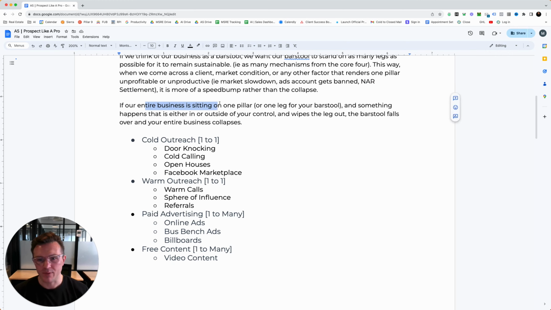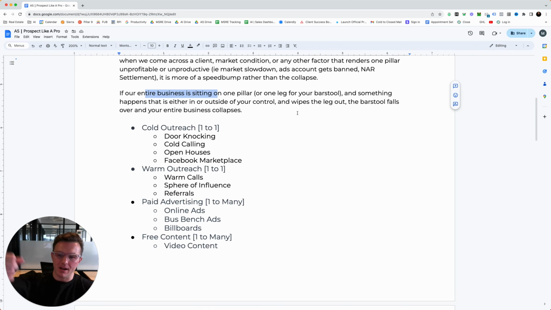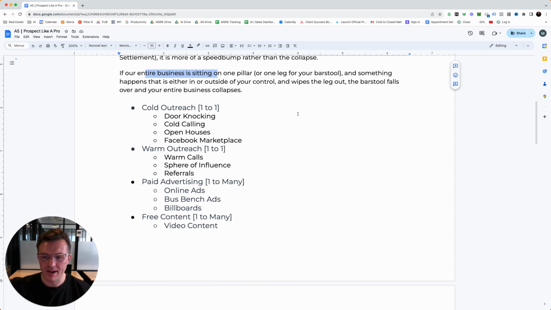Okay. If we think of our entire business as solely sitting on one pillar or one leg of your bar stool, and something happens and it gets wiped out, the whole bar stool falls over, right? This can be either inside or outside of your control. The way that we help mitigate that is by adding one of each pillar or more from the Core Four, right? Again, the game of business is to remain in business and have that longevity, and the way that we do that is to have multiple means of bringing in clients.